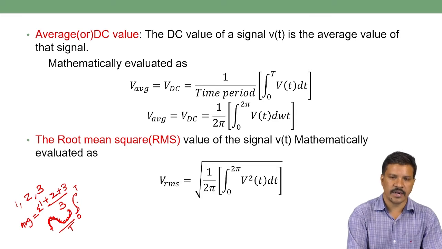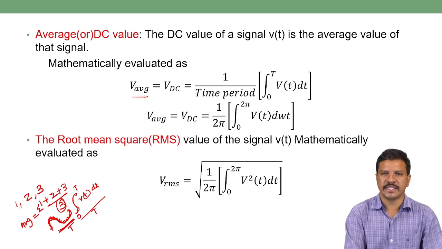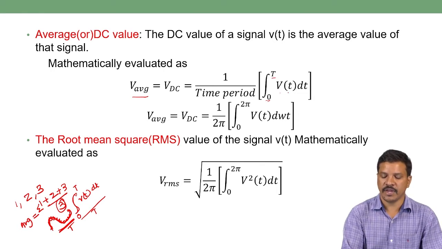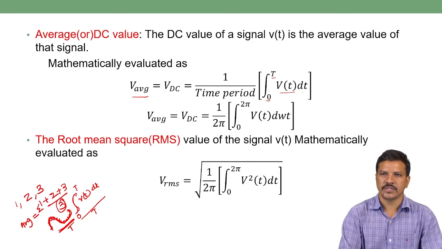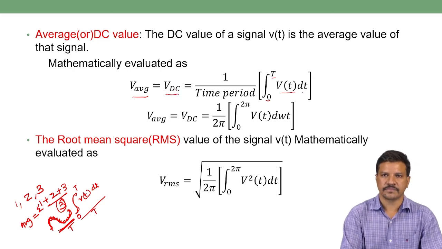And the signal in this case is a sinusoidal signal, which is represented as V of t into dt, divided by the total number of counted discrete points. Similarly, we can take the total time period capital T. This is exactly V average or VDC, which is equal to the integral from 0 to time period capital T of the signal V of t dt, divided by the time period. So it is represented as average, or simply we can call it VDC.